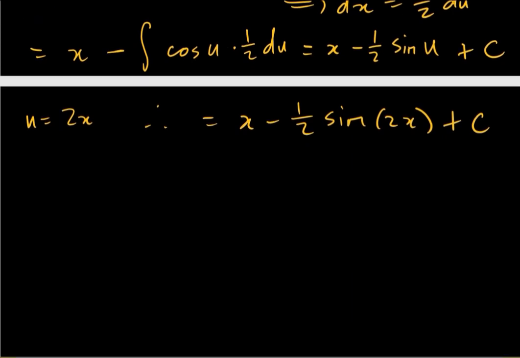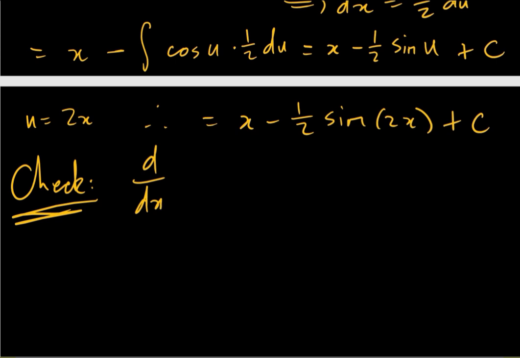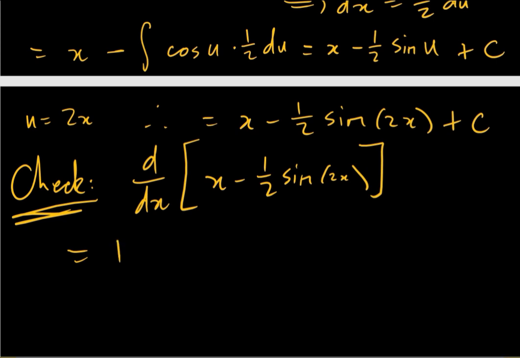And then let's just double check and see if our answer is correct. So if we check, we're going to just do a derivative here. So we do d dx of x minus a half sine of 2x. And I'll leave out the plus c again. So d dx of x is just 1. And then d dx of minus half sine 2x is minus a half, derivative of sine is cosine 2x.